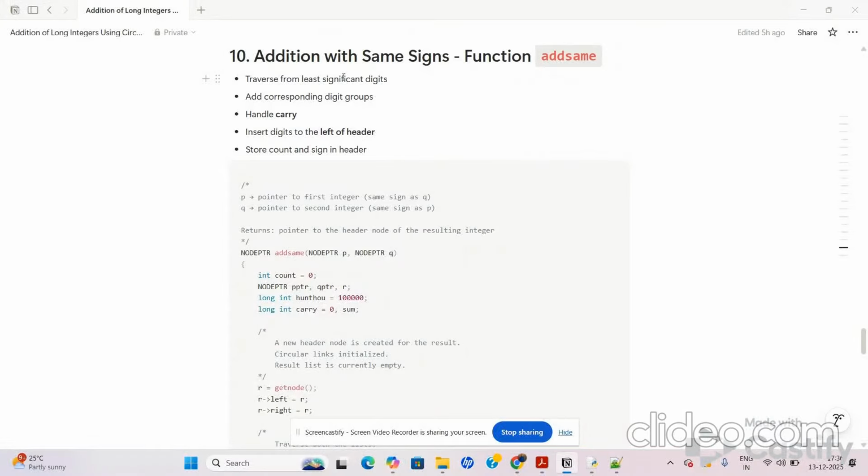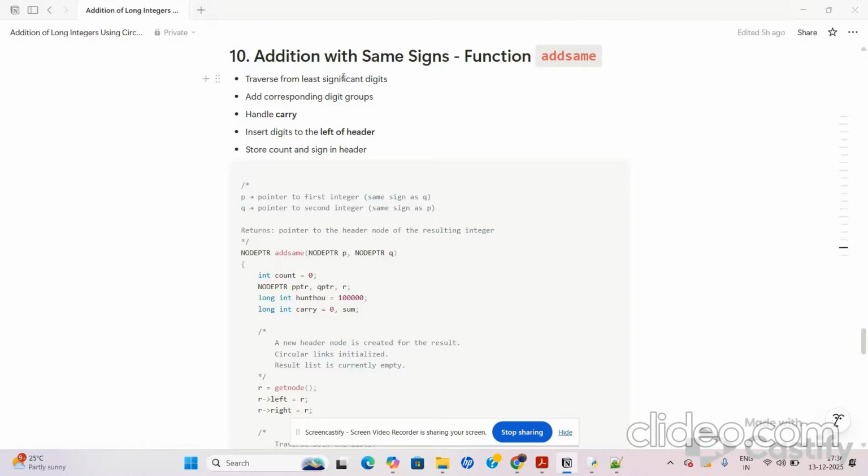In the last part, we had discussed the addition of numbers when we had different signs. Now we'll quickly look into the addition of positive or negative integers. That means when both the numbers are either positive or either negative, correct? Or to put it simply, when both the numbers have the same sign. So in that case, we write a function called addsame.